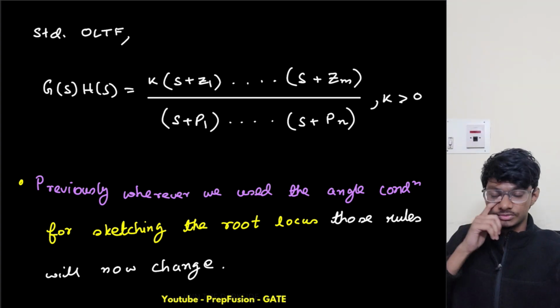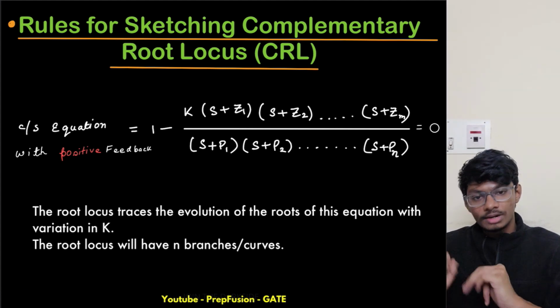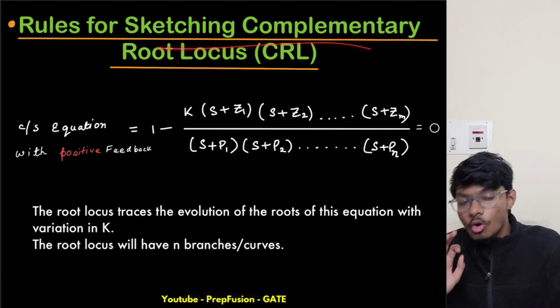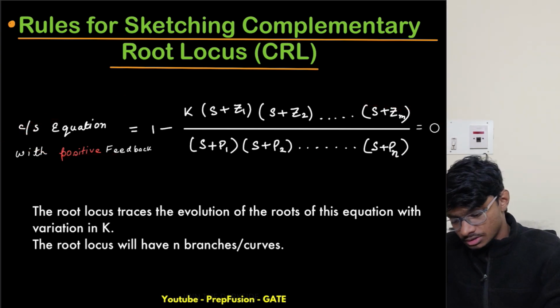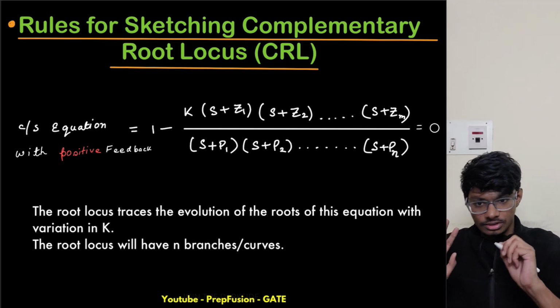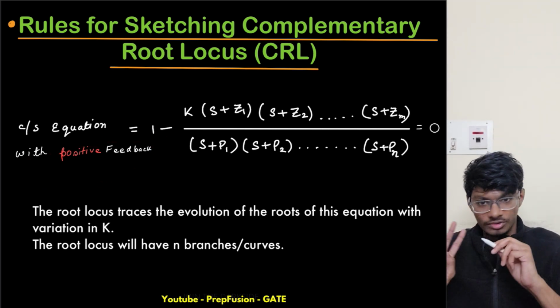Okay, so this was the short note. Now let's come to the rules. What are my rules for sketching the complementary root locus? This is my characteristic equation. What has changed? This sign has changed. Just be careful about this one. So I'm going to highlight this. With positive feedback, my characteristic equation becomes 1 minus.